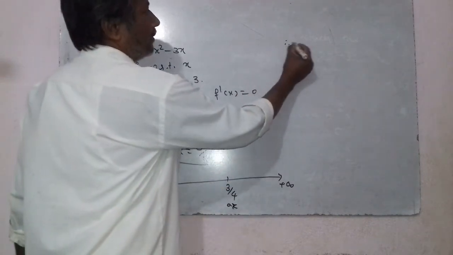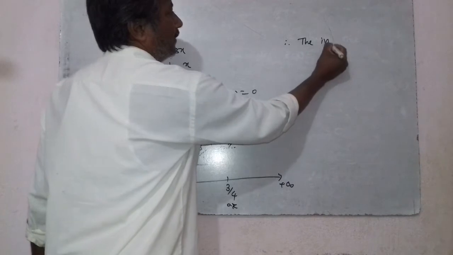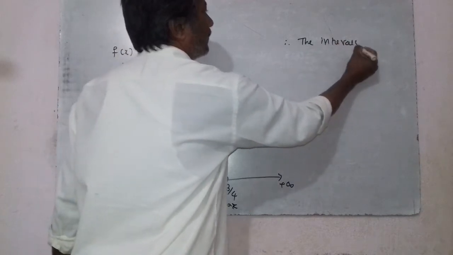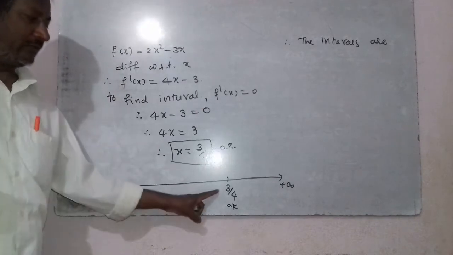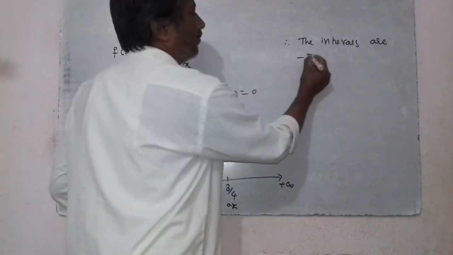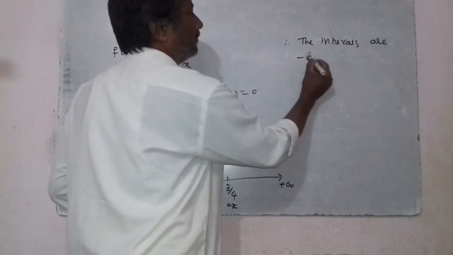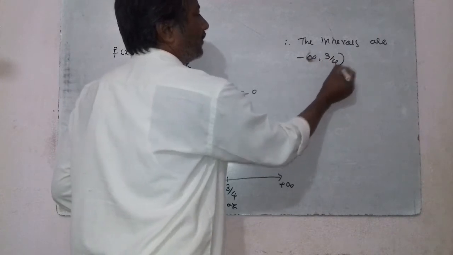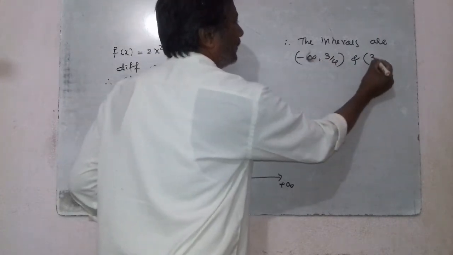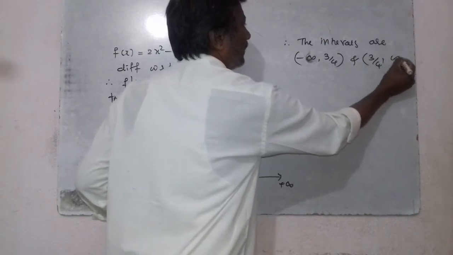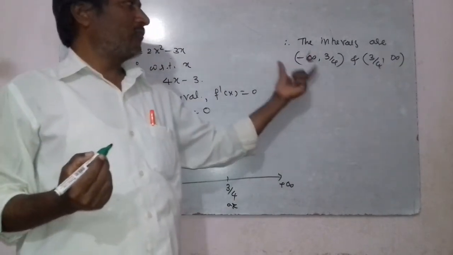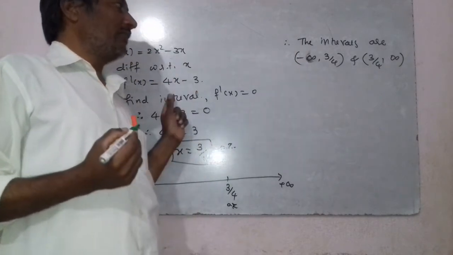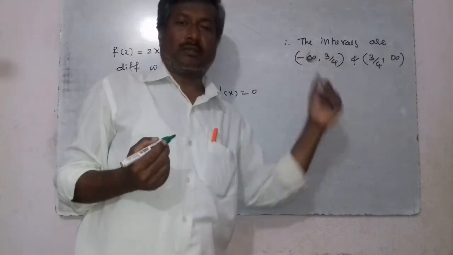Therefore, the intervals are minus infinity to 3 by 4 and 3 by 4 to plus infinity. So these are the two intervals. So we have to check the nature of the function in these two intervals.